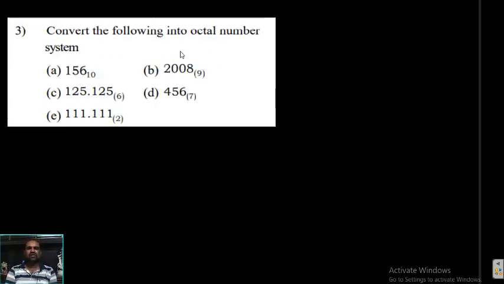Okay. So convert the following into octal number system, base 8. So 156 base 10 to 8 means we just divide 156 by 8. You get a new number with a remainder, that is the required number. But 2008 base 9 is given, so directly you can't convert it into base 8. First of all you want to convert this number into base 10, after that you can convert that into 8. I will show you.